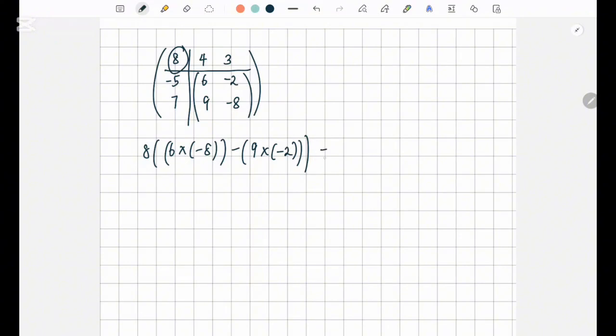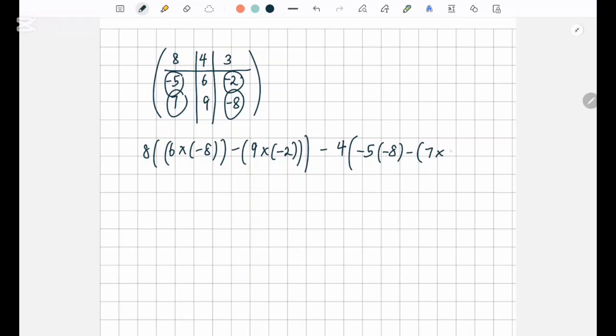Minus, now the next value, no matter what value you put, you always have to put the negative sign first. Minus 4, you take the next number in the first row and multiply that with the first row and second column. So then we have minus 5, minus 2, 7 and minus 8, right? So it's going to be minus 4 into minus 5 into minus 8 minus 7 into minus 2.